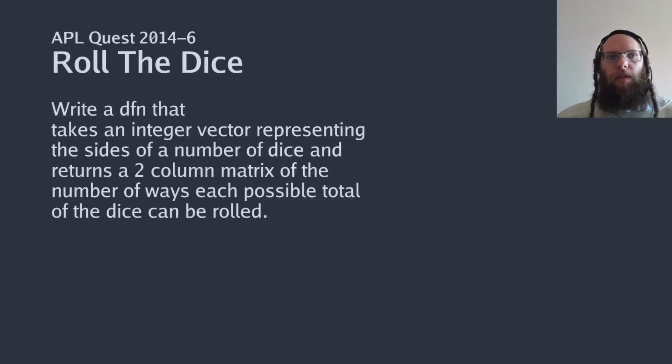Today's quest is the 6th from the 2014 round of the APL problem solver competition. We are supposed to count the number of ways that you can throw any given result with a given set of dice. And so this isn't a statistics of what the chance is of getting a particular result, but just counting the number of ways.